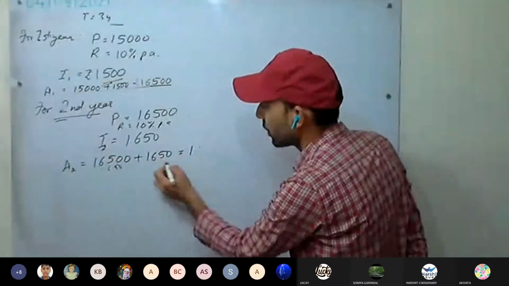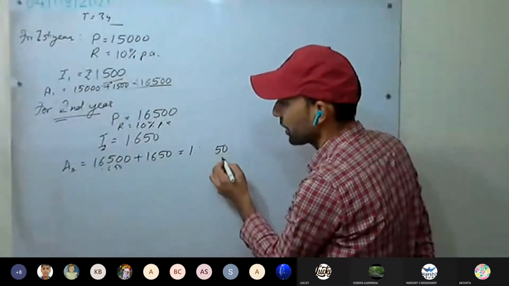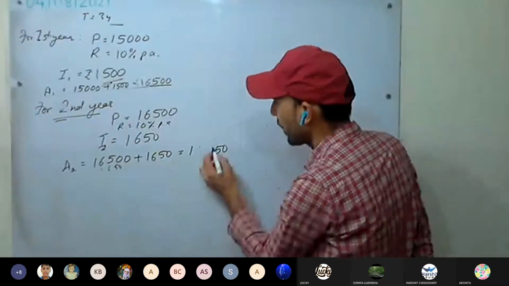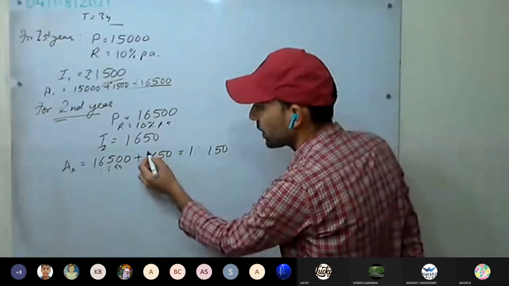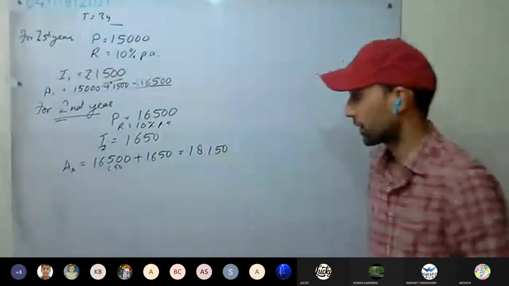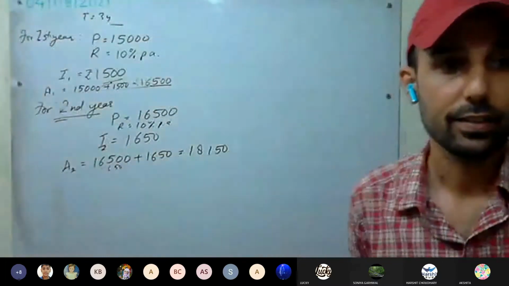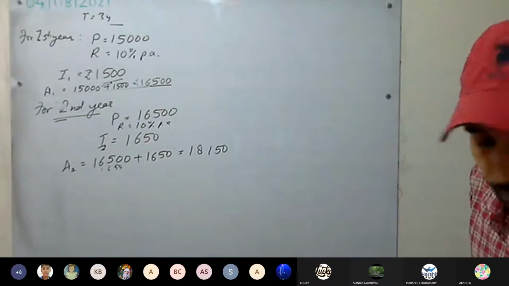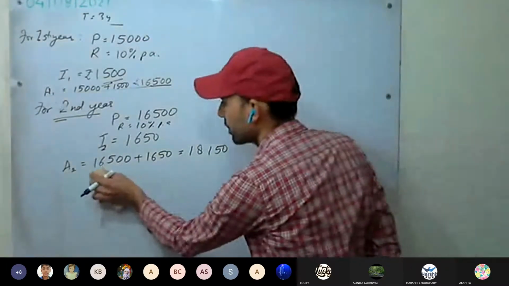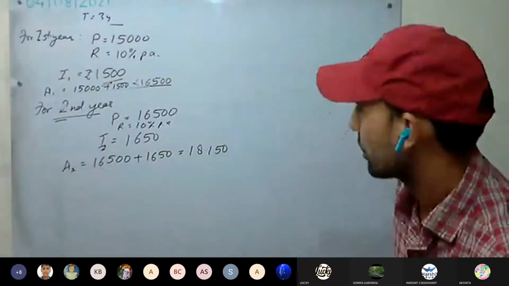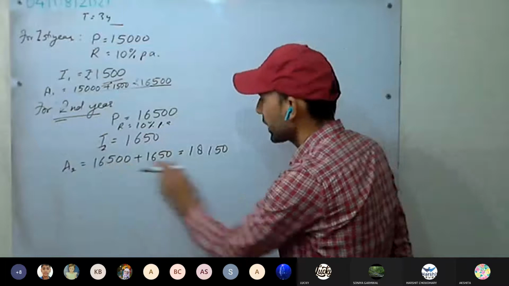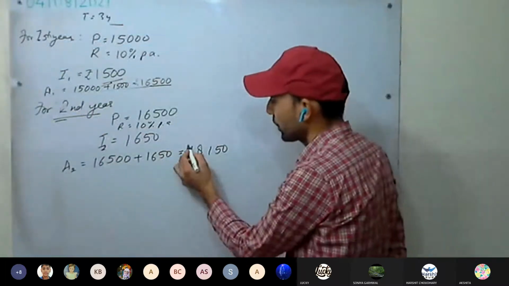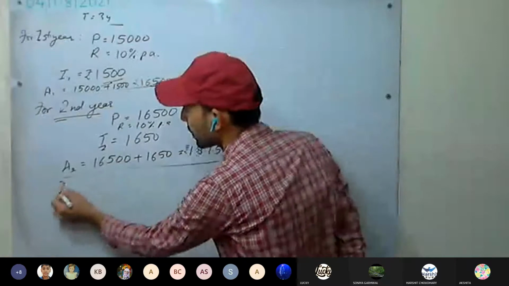Okay, so 16,500 plus 1,650 is 18,150. Are you getting this answer? 16,500 plus 1,650, you add to get 18,000, and 150 is remaining. Okay, this will be the principal for the third year.